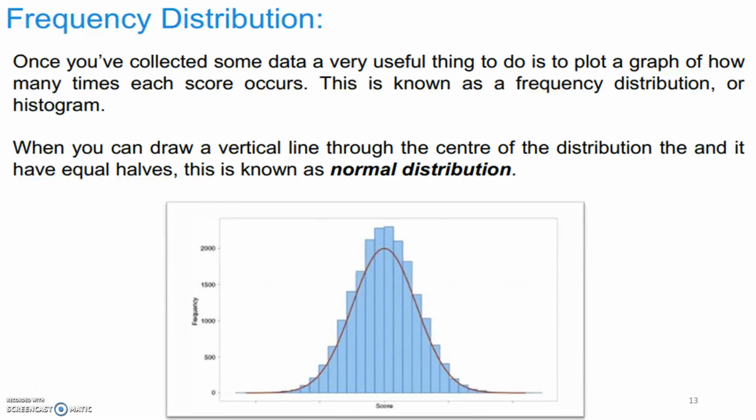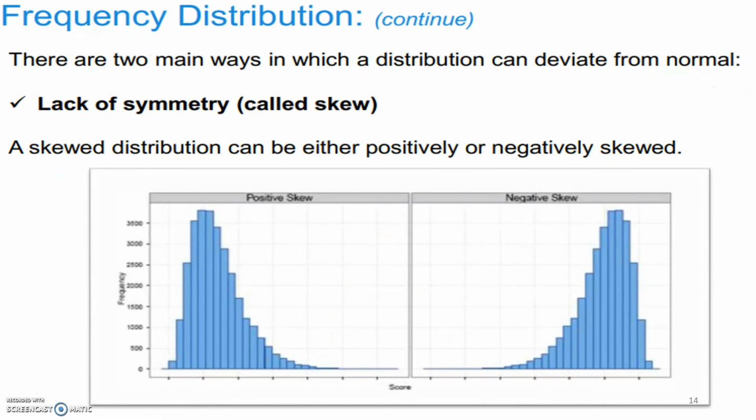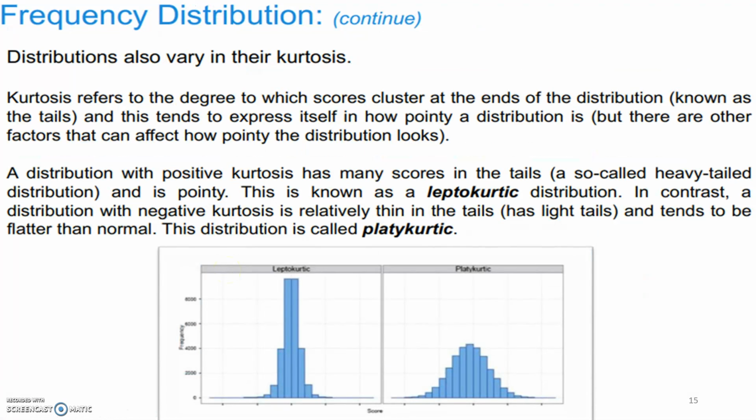When you can draw a vertical line through the center of the distribution and it has equal halves, this is known as a normal distribution. There are two ways in which a distribution can deviate from normal. Lack of symmetry is called skew. A skewed distribution can either be positively skewed or negatively skewed, when it's skewed to the right or skewed to the left. Distributions also vary in their kurtosis. So kurtosis, you are looking at the height of the distribution.